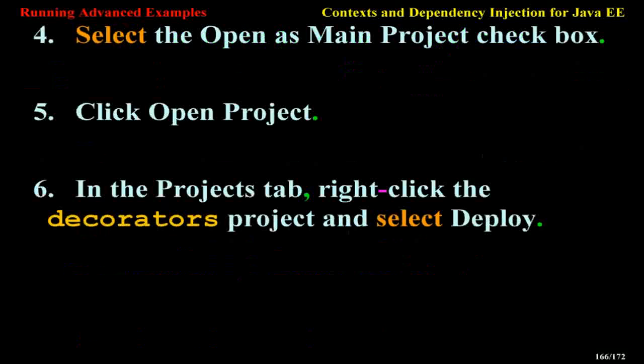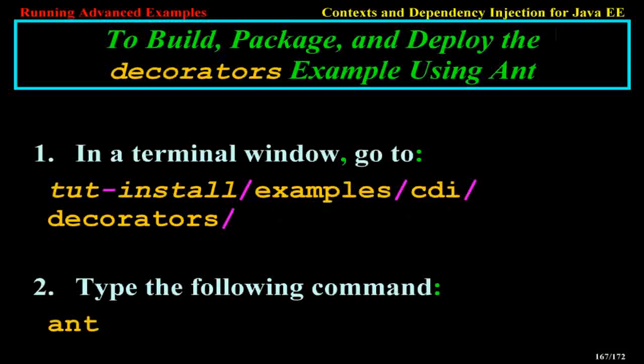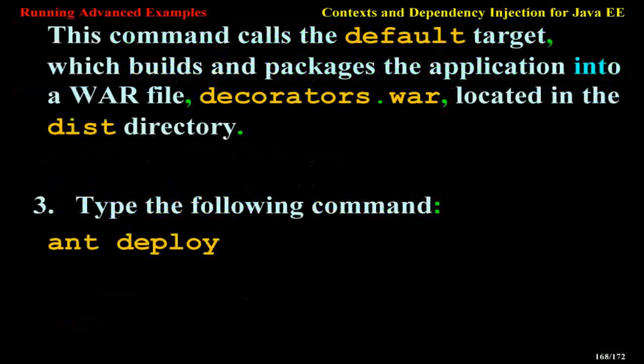Select the Open as Main Project checkbox. Click Open Project. In the Projects tab, right-click the decorators project and select Deploy. To build, package, and deploy the decorators example using Ant, in a terminal window, go to tut-install/examples/d/decorators. Type the following command, ant. This command calls the default target, which builds and packages the application into a WAR file, decorators.war, located in the dist directory.